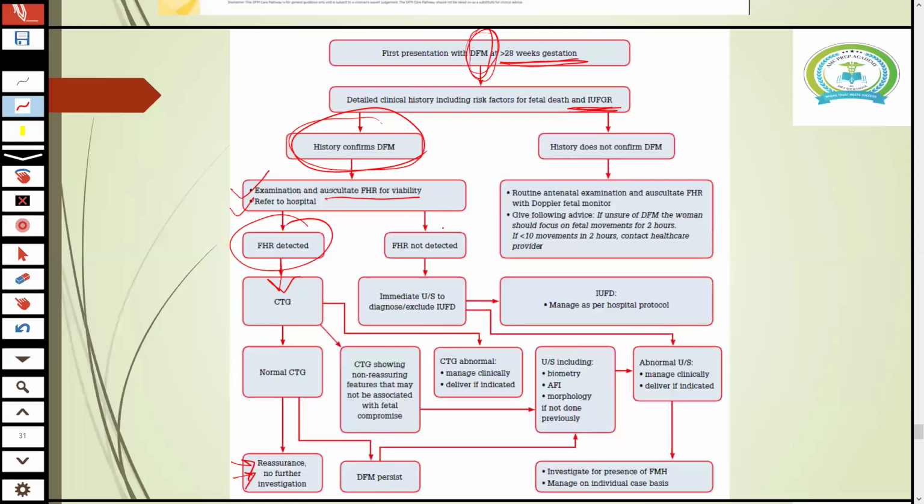But if the fetal heart is not detected, what would be your next step? Like in our question, we need to do an immediate ultrasound to diagnose or exclude intrauterine fetal death. Okay?